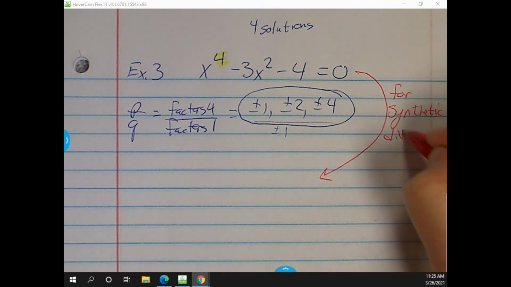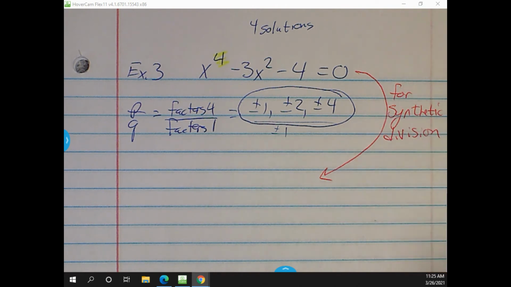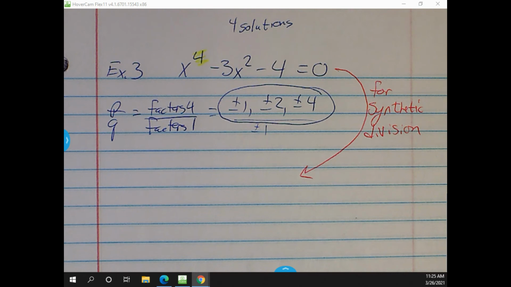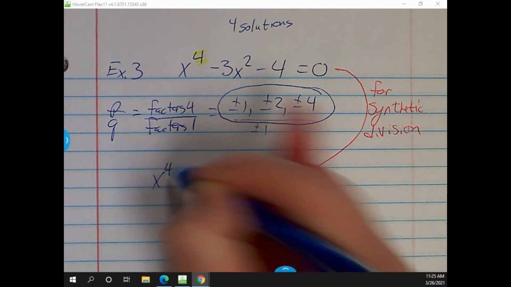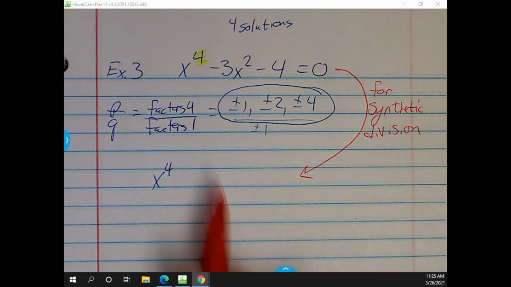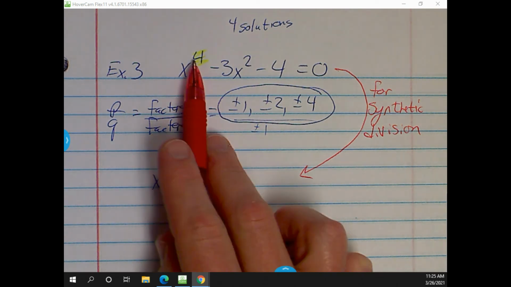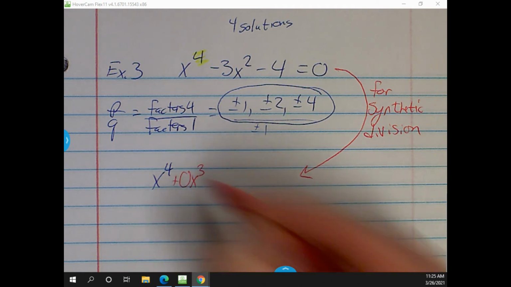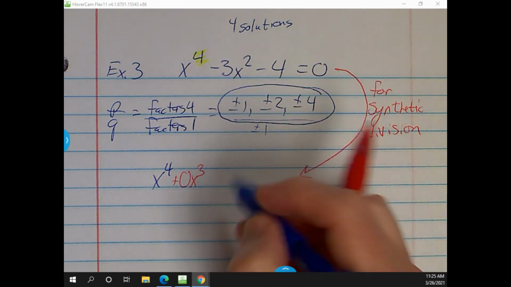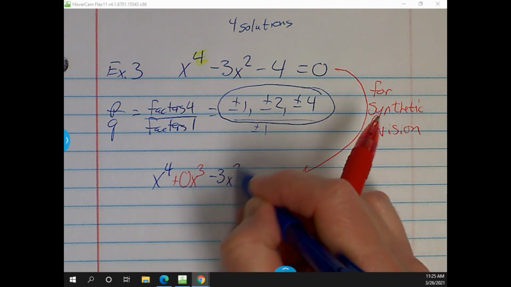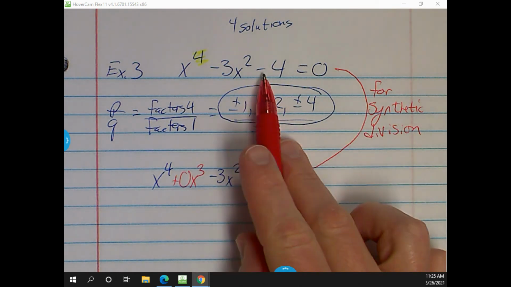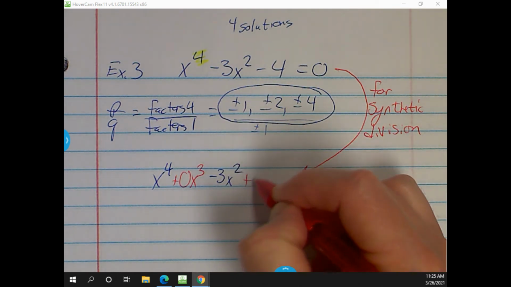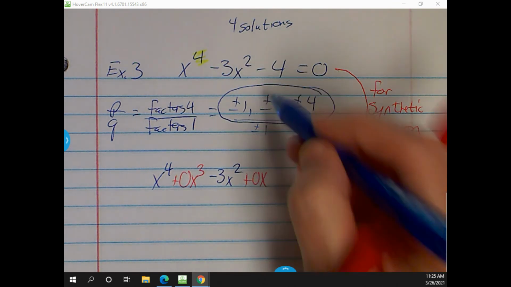I want to show you this one just because most people are kind of going to go over this route. If you don't make this one little change, you're going to mess things up. You've got x to the fourth. Because remember, whether you do synthetic division or long division, you've got to have every power. You've got x to the fourth. We skipped over x to the third, so you've got to go back and put a 0x to the third in there. We've got minus 3x squared. We skipped over x to the first. And then we had the minus 4.